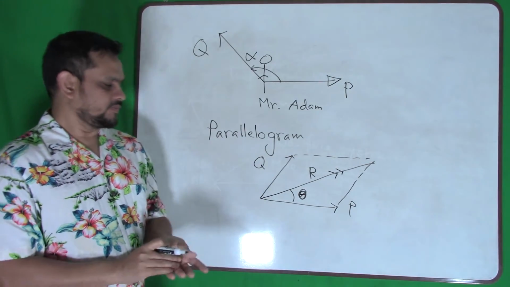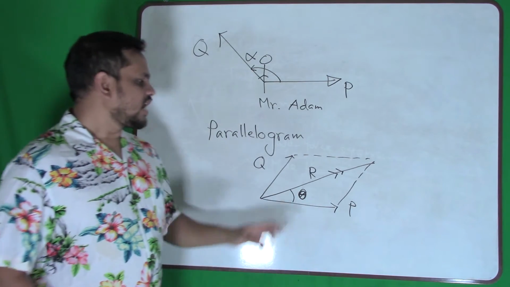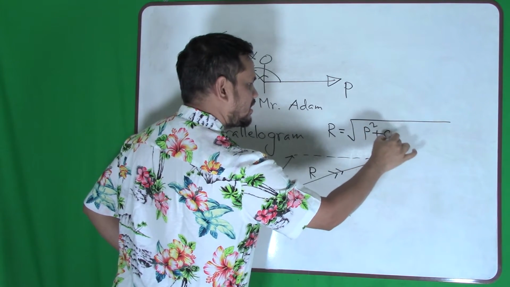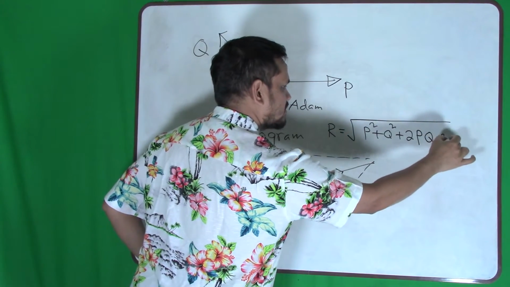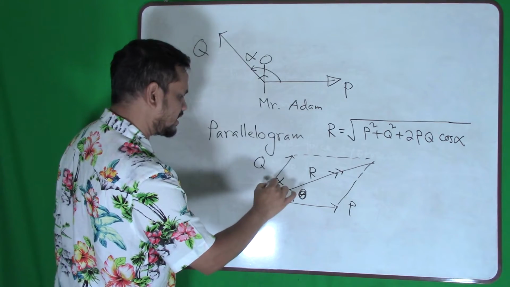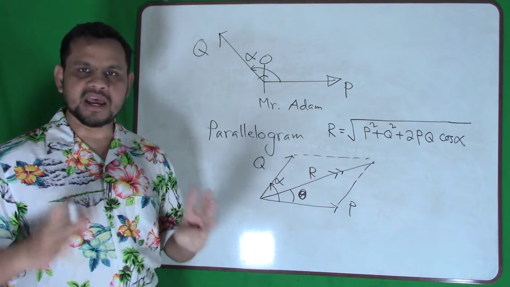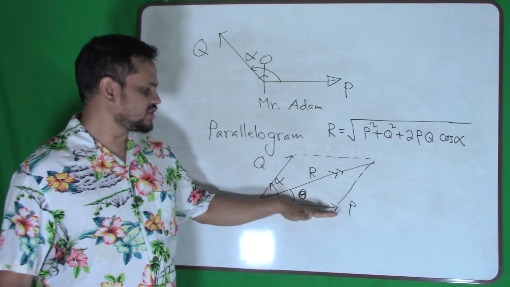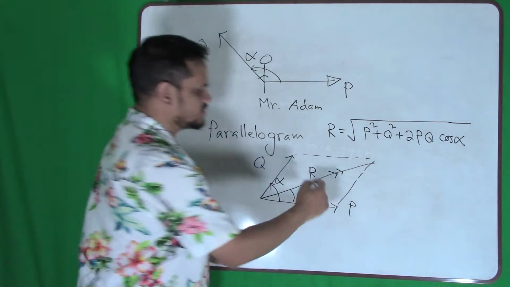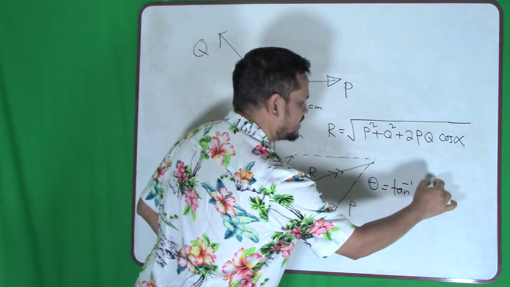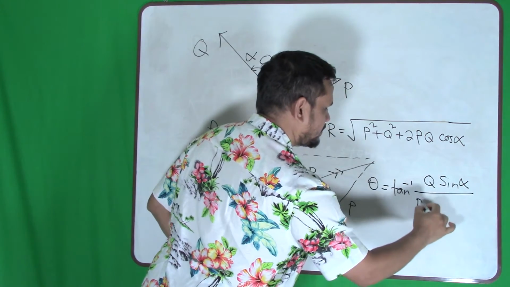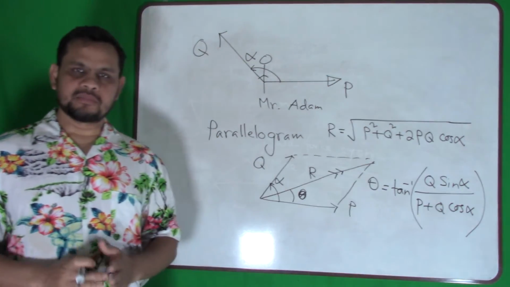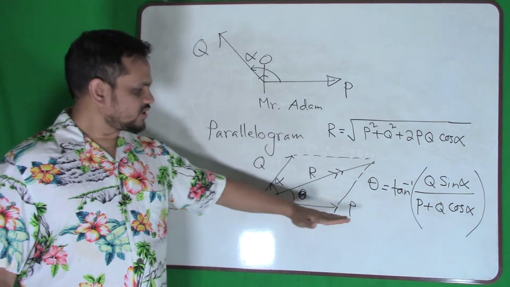If the angle of the resultant with respect to P is theta, how can we find R and theta? R will be square root of P square plus Q square plus twice PQ cosine alpha. Alpha is the entire angle between the two forces. So I can find the magnitude of the resultant by this equation. How will I find the angle? The angle of the resultant force with respect to P towards Q, this theta, will be found by this rule: tan inverse of Q sine alpha over P plus Q cosine alpha. So using these two rules, I can find the magnitude of the resultant and its orientation with respect to P towards Q.